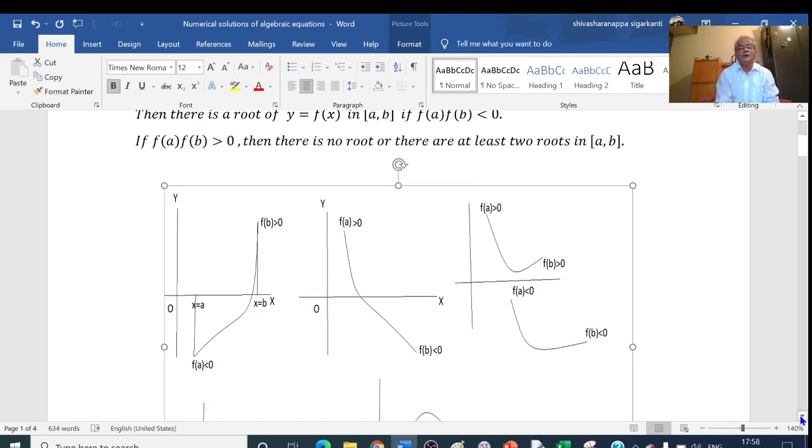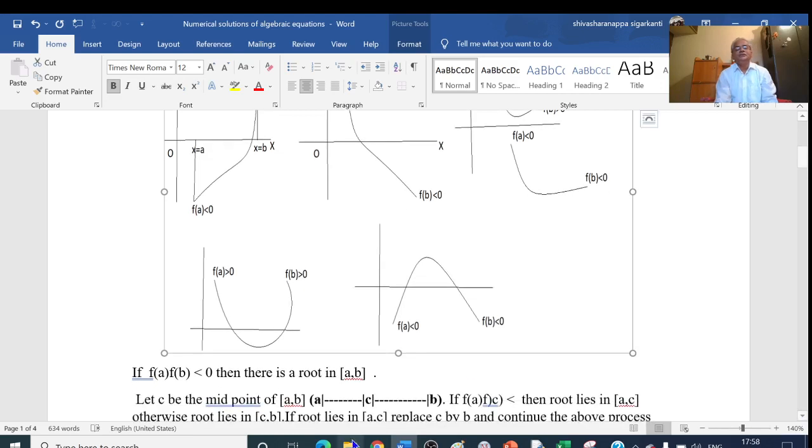Or sometimes what happens is, see here, f of a is positive, f of b is also positive, therefore their product is greater than 0. But here, what is happening is this crosses the x-axis once, and again it crosses here. That means this has two roots here. Similarly, f of a is negative, f of b is also negative, therefore their product is positive. Again, this is crossing the x-axis two times here. That is, this has two roots.